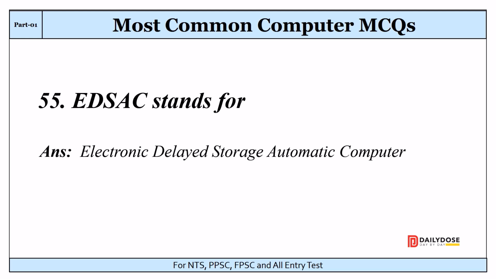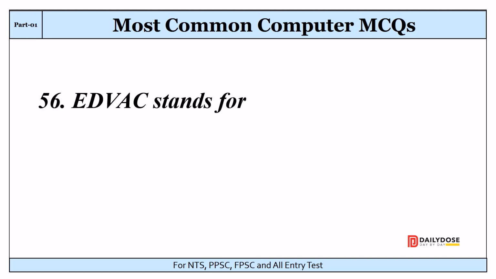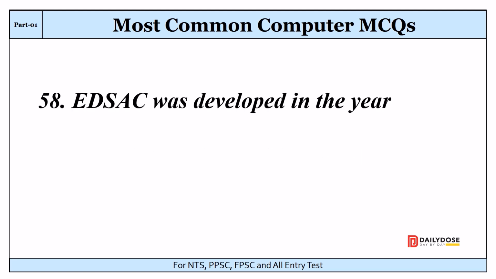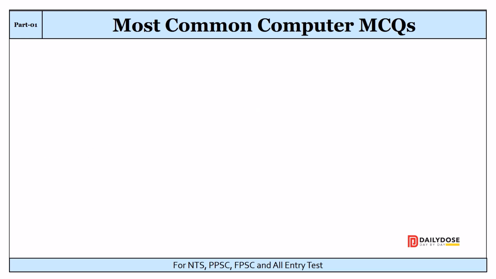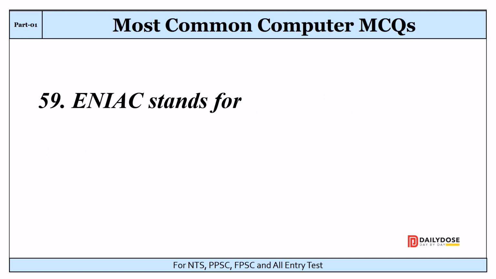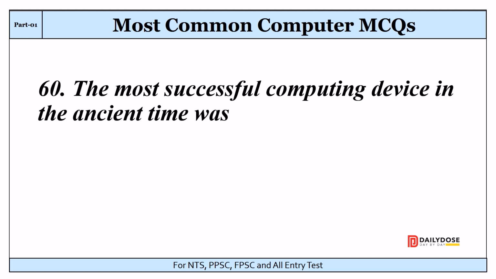EDSAC stands for Electronic Delayed Storage Automatic Computer. EDVAC stands for Electronic Discrete Variable Automatic Computer. EDSAC was developed in the year 1949. EDVAC was developed in the year 1952. ENIAC stands for Electronic Numerical Integrator and Calculator. This is the old name for computer.